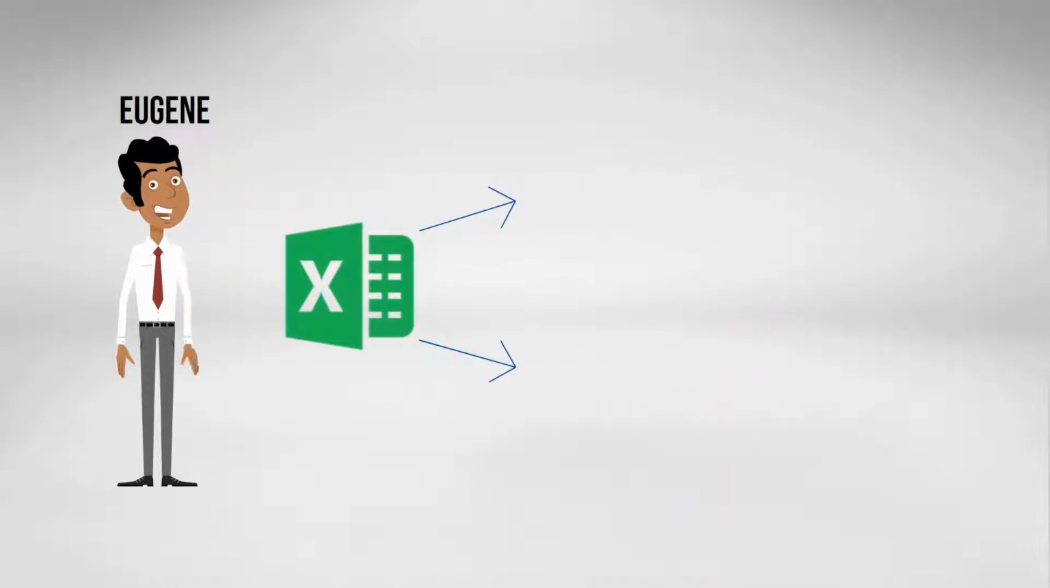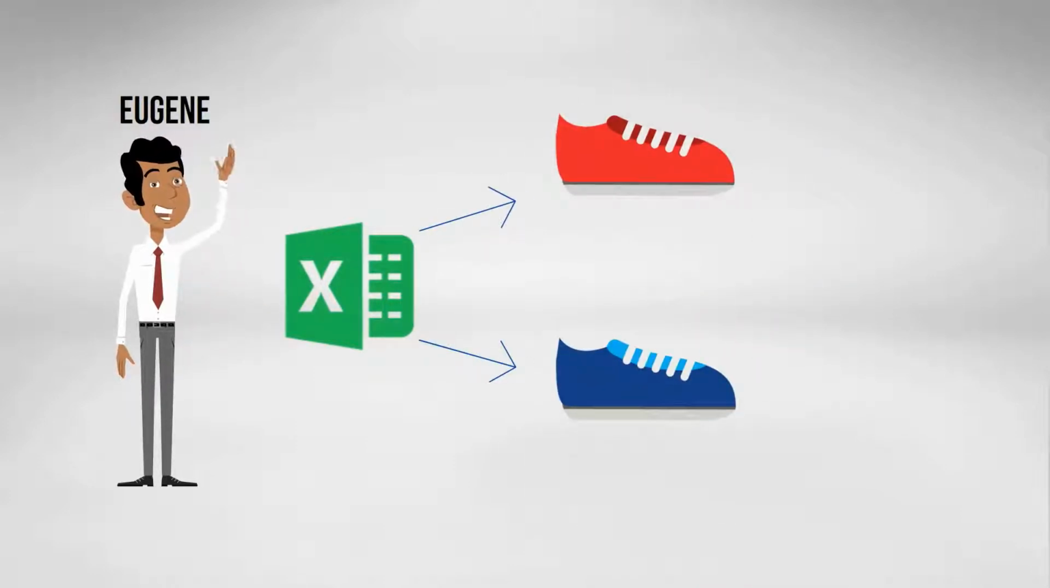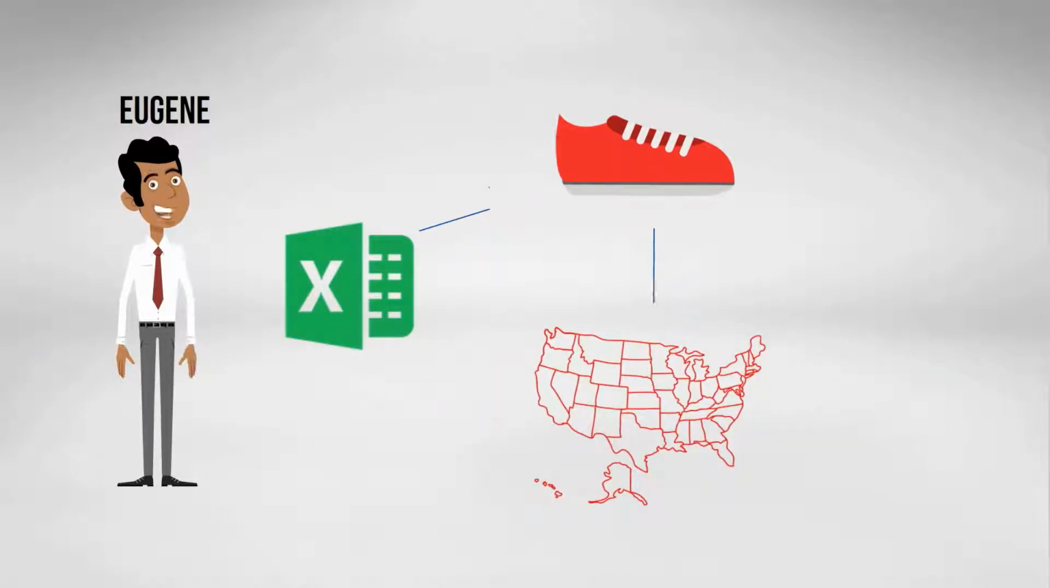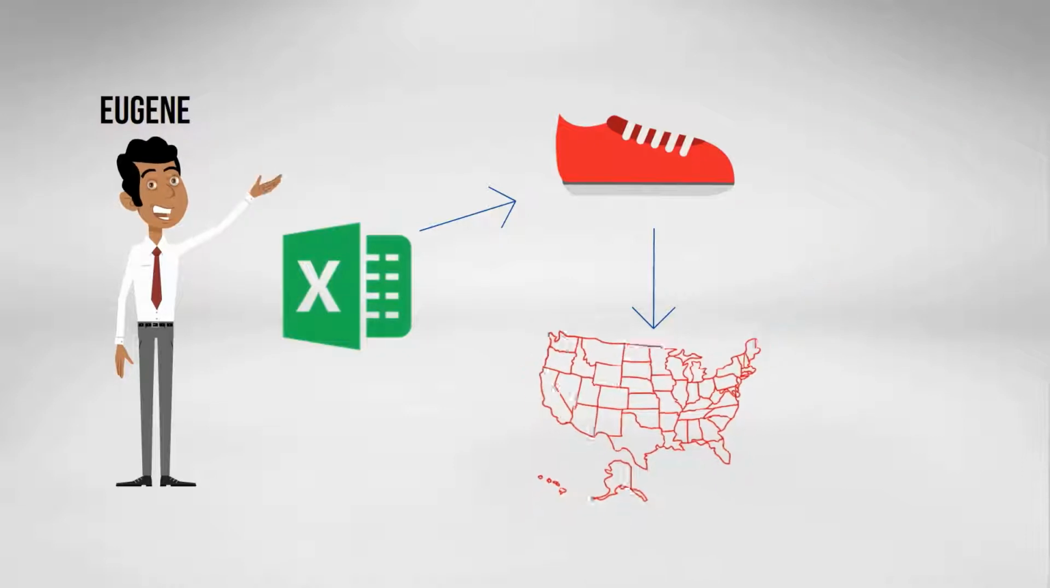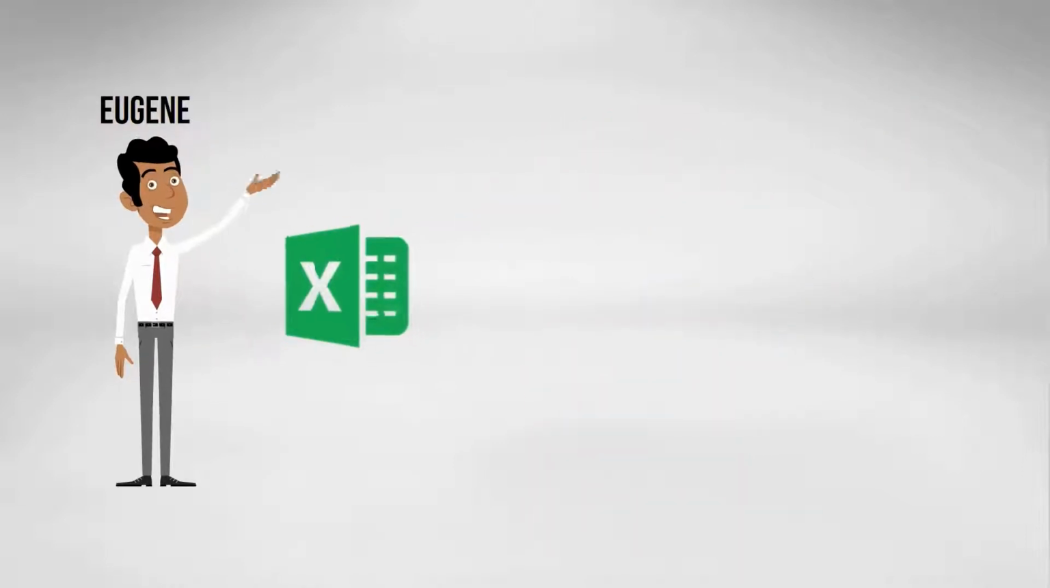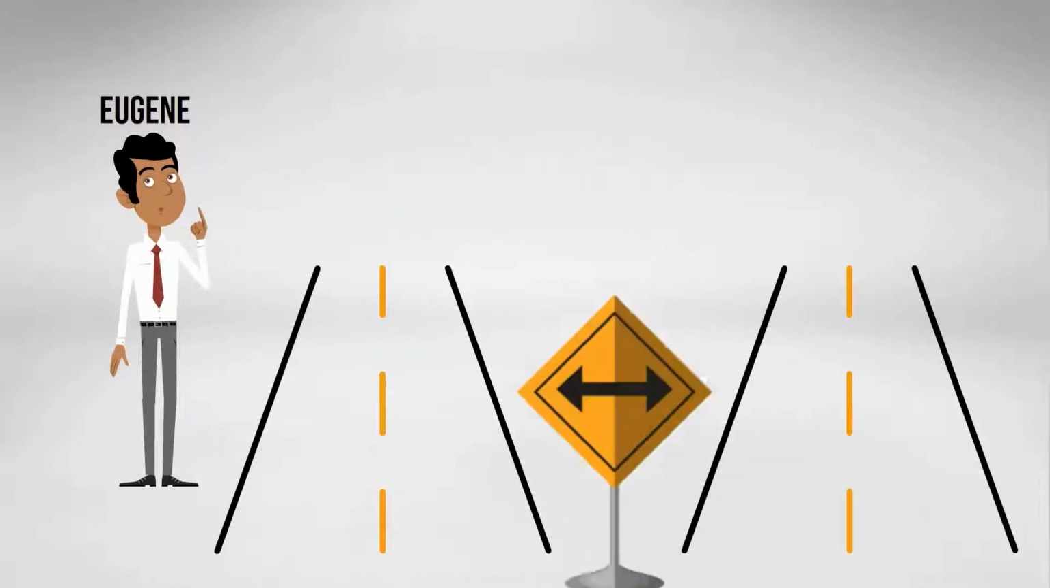Eugene opens the report and can see how many red shoes and blue shoes they've sold this week. He then realizes that he needs to know what state each red shoe is sold in order to determine budget allocation for the next week. Unfortunately for Eugene, his workbook is static, so he can't drill down into any of the numbers. Now Eugene finds himself at a crossroads and has two options.